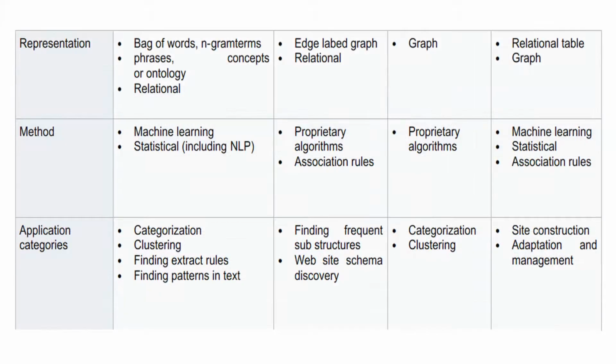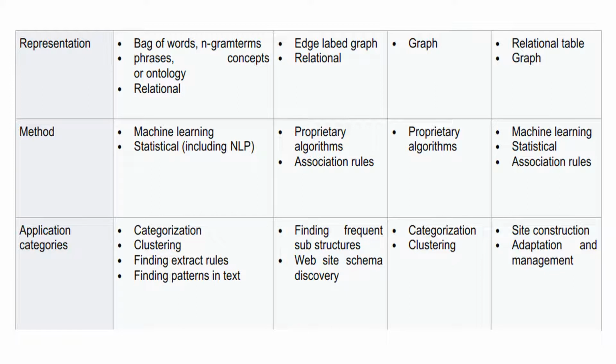In the representation of the IR view of web content mining, there are bags of words, n-gram terms, phrases, concepts or ontology, and relational databases. And in the database view, it has edge labeled graph and relational data. In web structure mining, the data representation is a graph. And in web usage mining, the representation of data is a relational table and a graph.